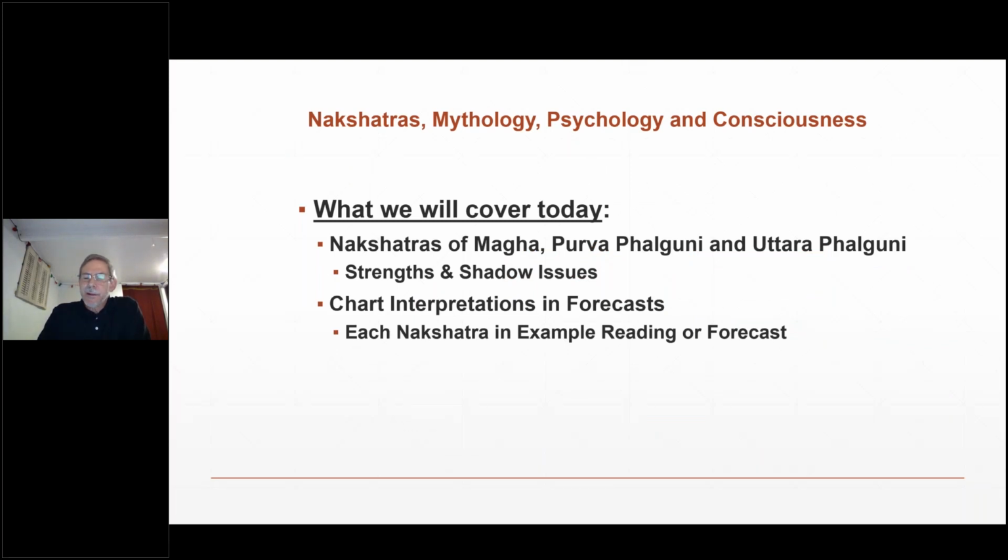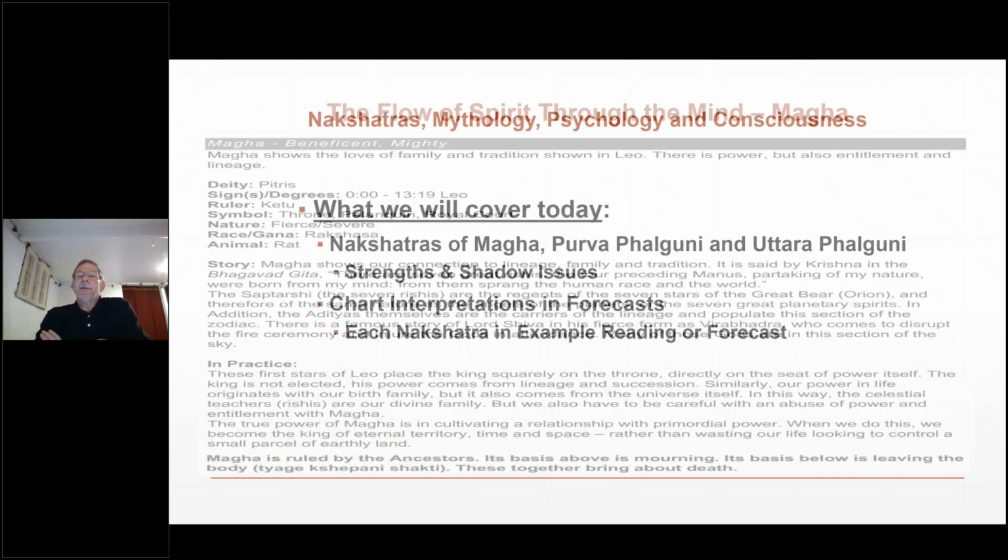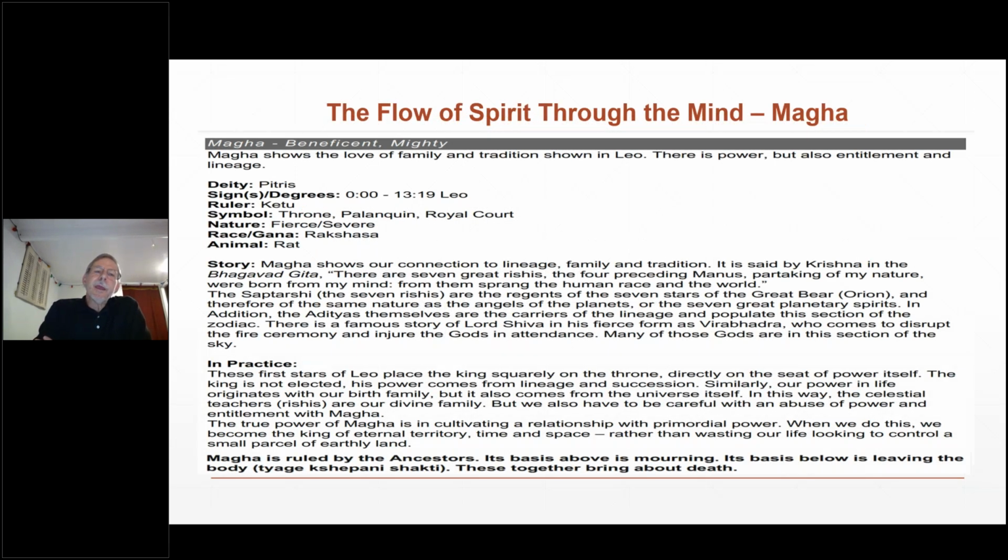All right. So as I said before, we're going to cover these next three nakshatras. And we're going to begin with the flow of the spirit through the mind in Magha nakshatra. Magha means mighty, beneficent. And it shows the love of the family and traditions that are shown in Leo. So there's power, but there's also entitlement, and there's lineage here. The deity is the Pitris, and the Pitris are our ancestors.